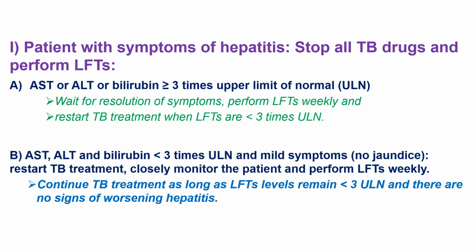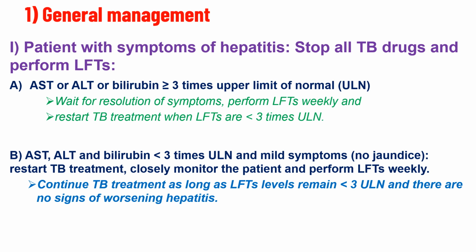When we look at the general management of anti-TB induced hepatitis, first, in patients with symptoms of hepatitis, we should stop all TB drugs and perform liver function tests, especially liver enzymes and the bilirubin. If liver enzymes or bilirubin are more than 3 times the upper limit of normal, we should wait for resolution of symptoms and perform liver function tests weekly, and restart TB treatment when liver function tests are less than 3 times the upper limit.